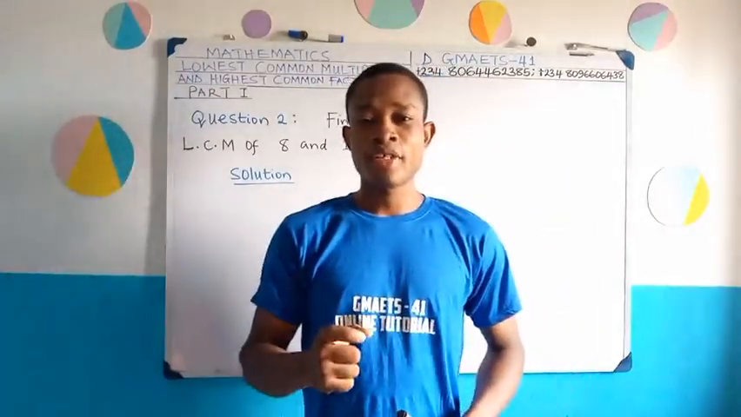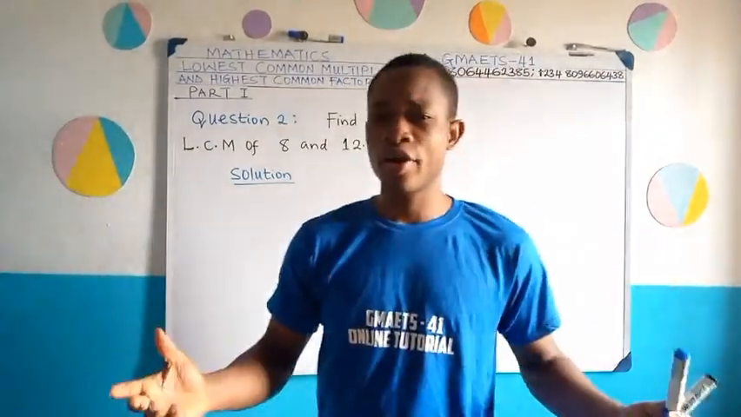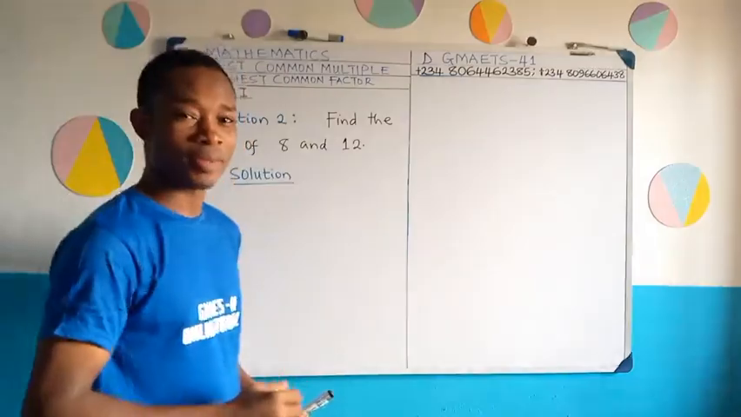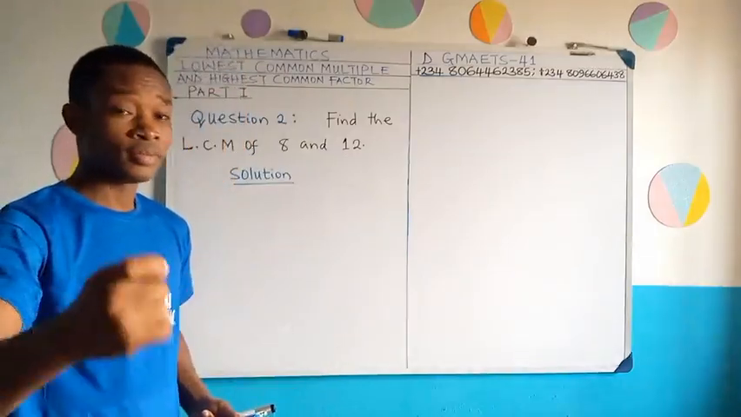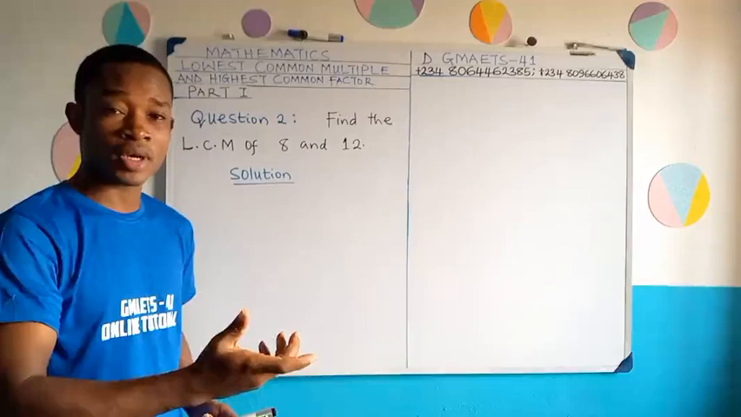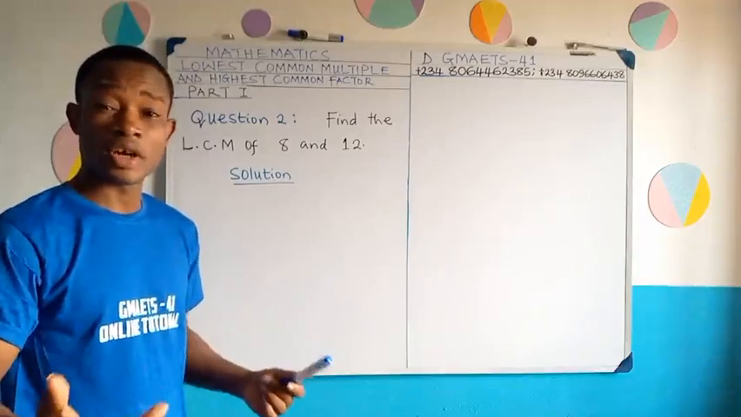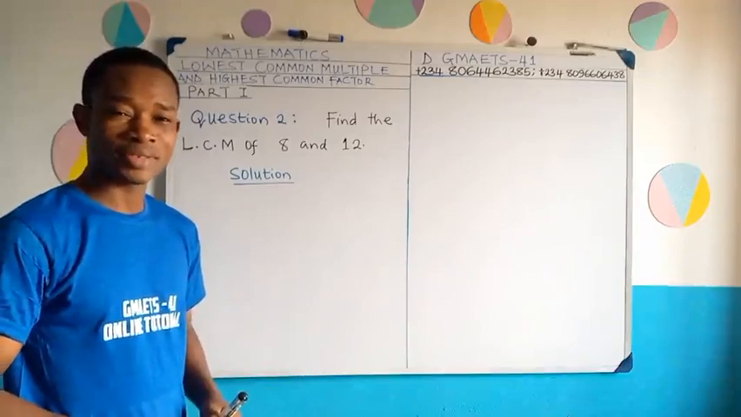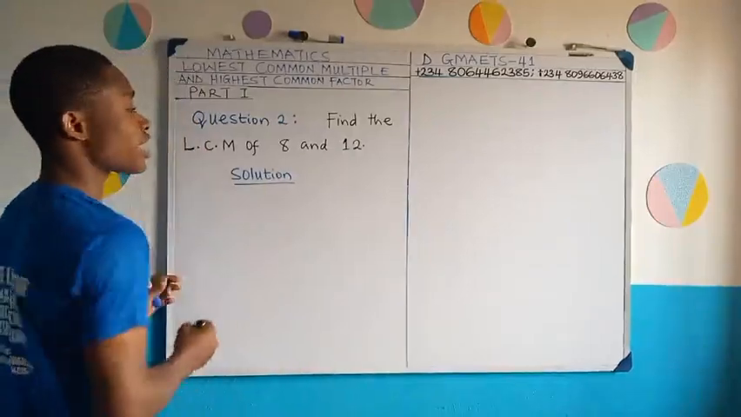In this video, let us find the LCM of 8 and 12. We are going to be fast in solving this problem. Remember, the secret is very simple. Once you know how to do your division, then you don't have any problem with LCM. But to be able to handle division fast, you need the knowledge of what? Multiplication. Let us see how we solve this problem. Find the LCM of 8 and 12.